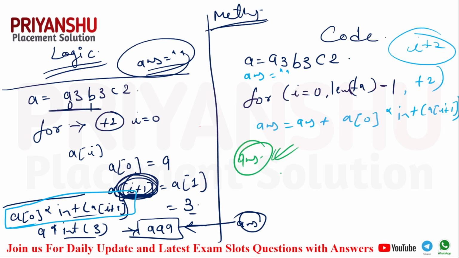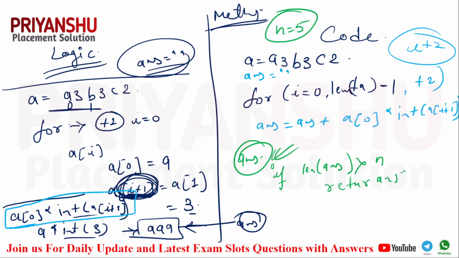After the for loop I am checking if the length of answer is greater than what? Just pause the video and try by yourself as well. It should be greater than n. What is n here? For example, 5. So if the length is greater than n, only then we will return answer of n minus 1.